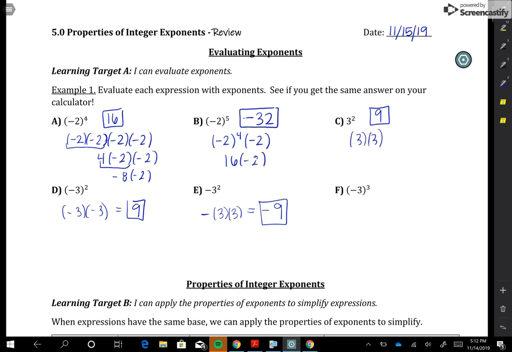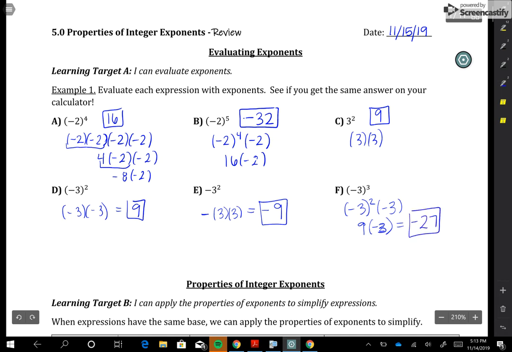Finally, I have -3 in parentheses cubed. Well, that's just taking our -3 in parentheses squared times another -3. And remember, we got a +9 for -3 in parentheses squared. And when we take that times another -3, we will get -27.